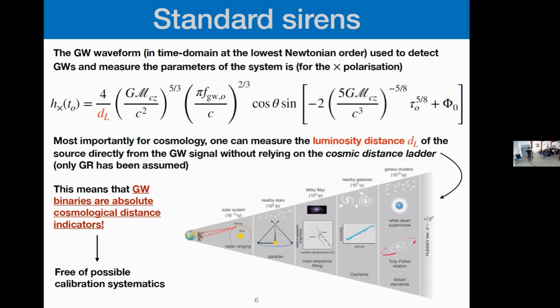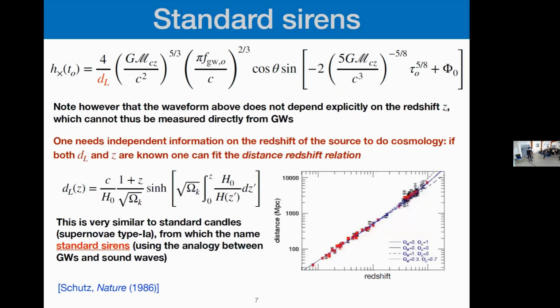The most important thing is that this measurement does not depend on the cosmic distance ladder. It's an absolute distance indicator in the sense that, if you believe general relativity, it's unbiased and does not depend on other measurements. Which means that, assuming you also have a measurement of redshift, you can fit the usual distance-redshift relations and get statistical constraints on the cosmological parameters.